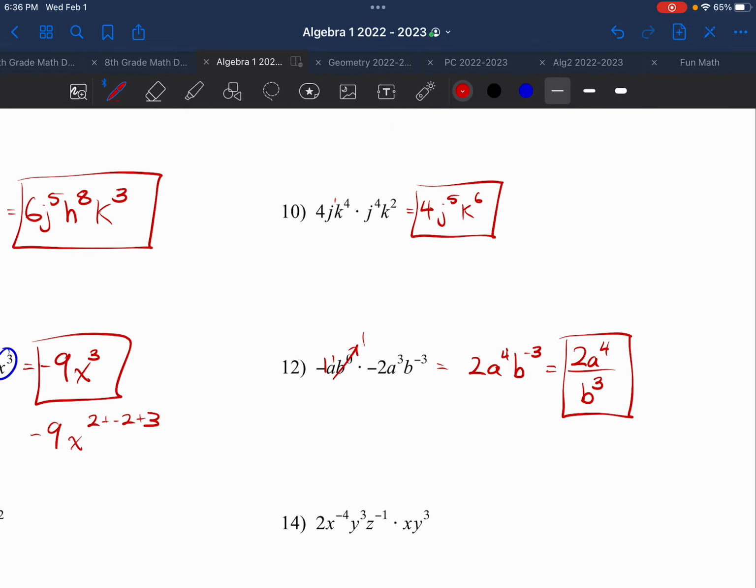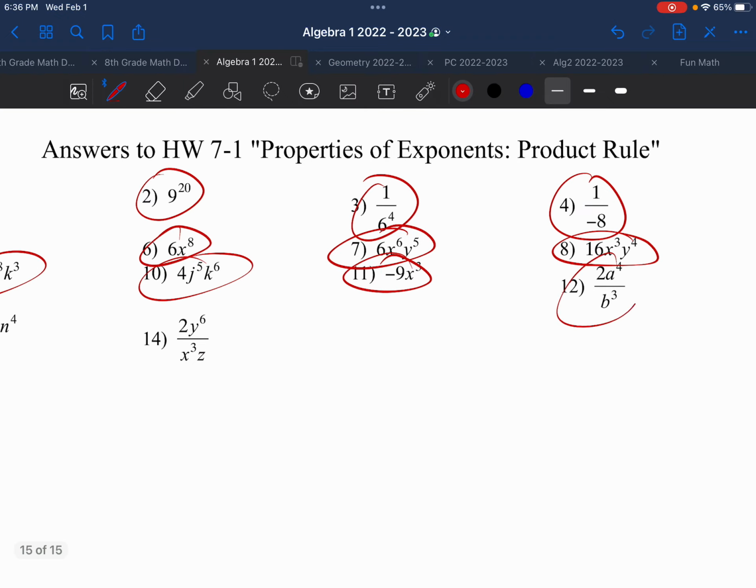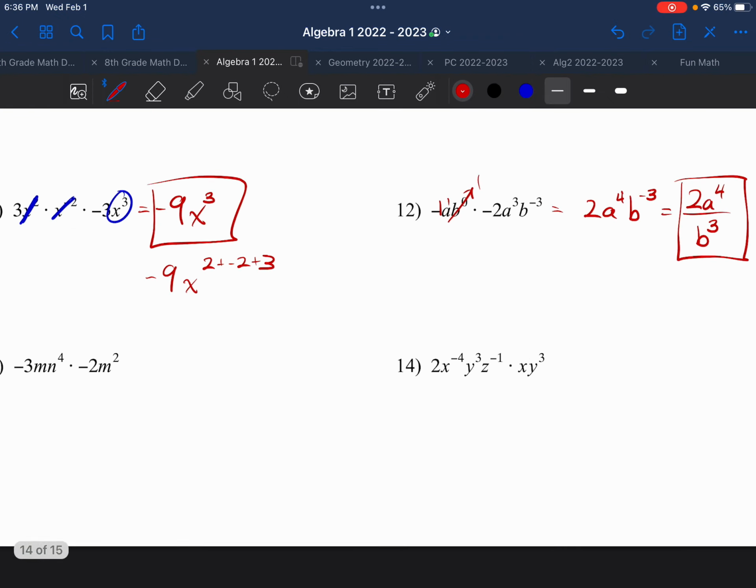Let's check. 2a to the power of 4 over b cubed. We are on a roll. We've got 2 more problems left.